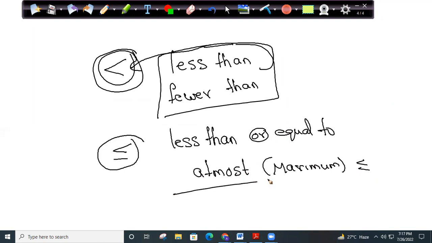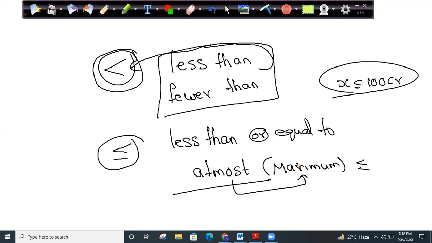I have at most 100 crores with me means X is less than or equal to 100 crores. At most means maximum. At most means less than or equal to. The meaning of this is less than or equal to. Generally, for at most, people write greater than or equal to. No, less than or equal to.